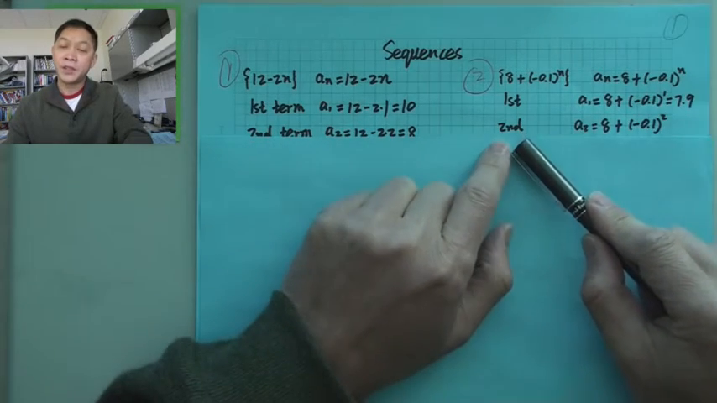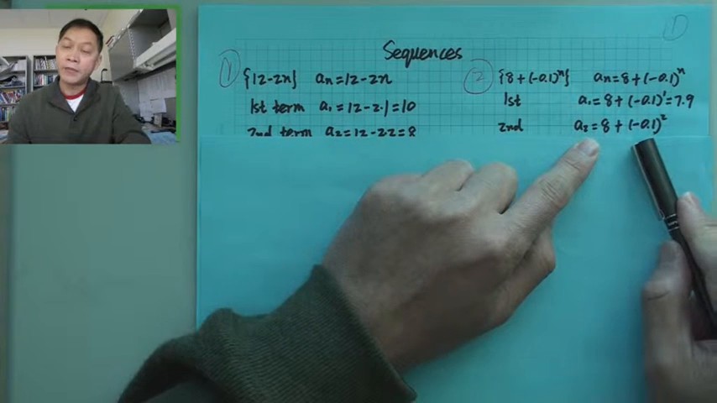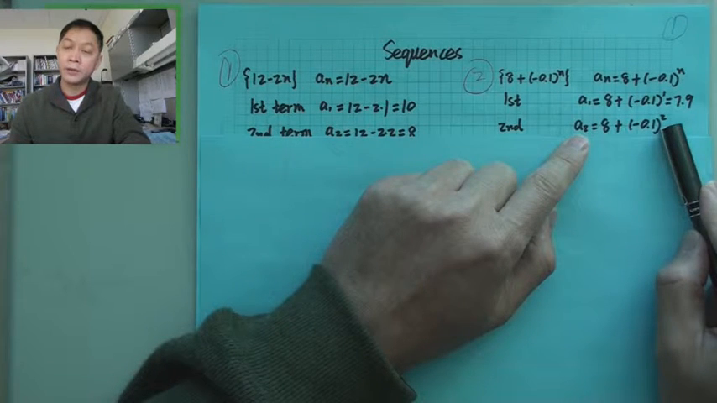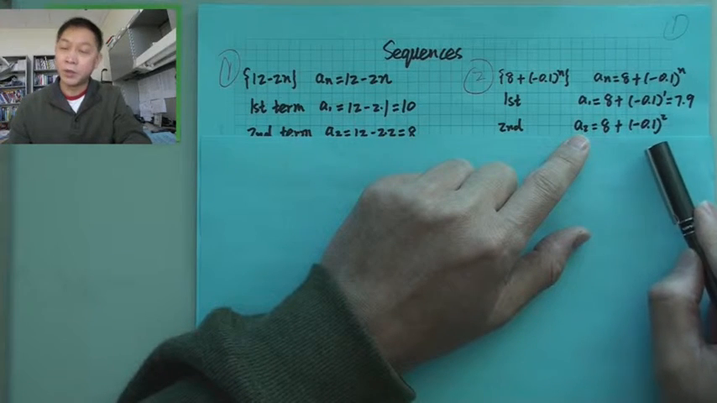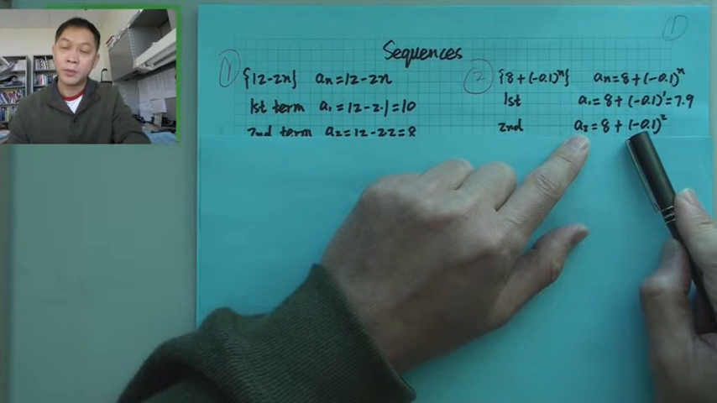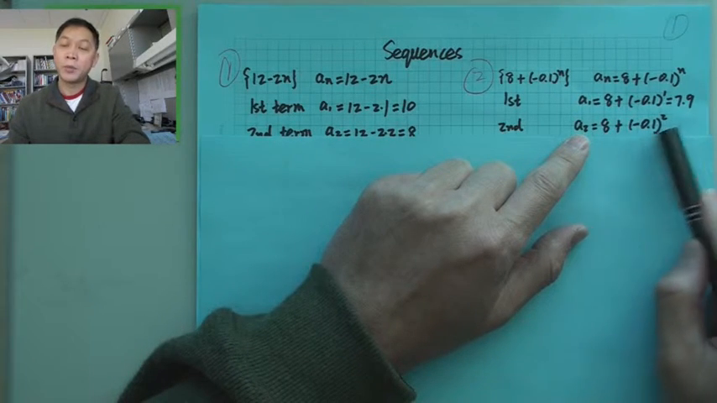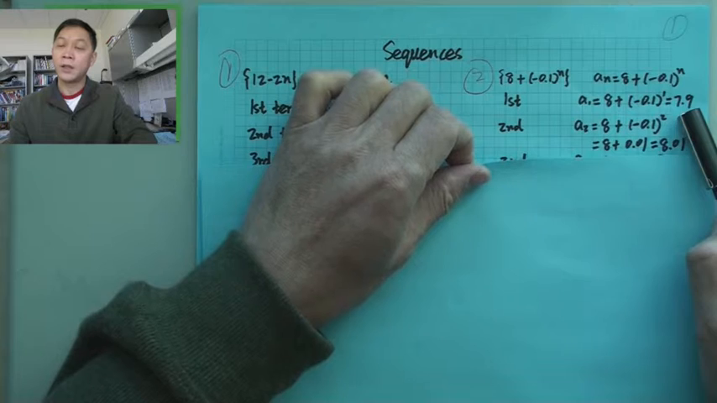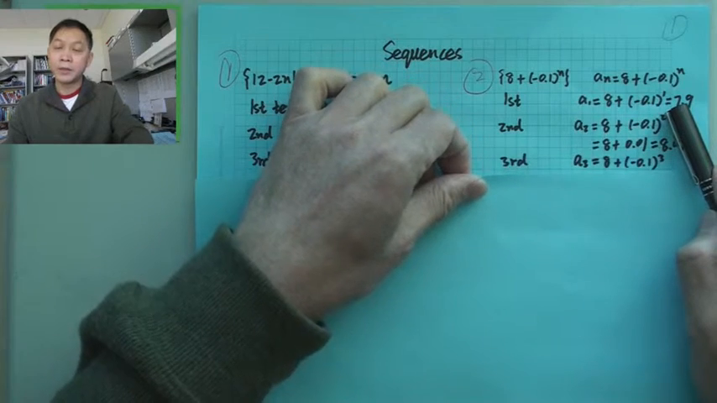When n is 2, the second term is 8 plus negative 0.1 squared, because n is 2. Okay? And then we know the negative 0.1 squared is 0.01 positive, because that's negative 0.1 times negative 0.1. Then you will have 8.01. Okay, that's the second term. So 8.01.